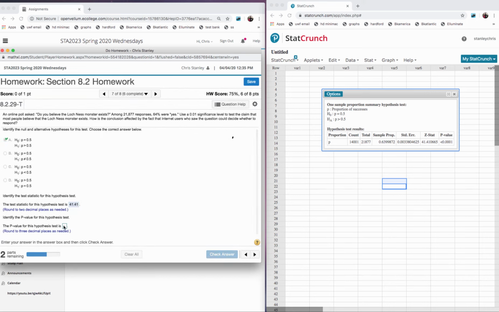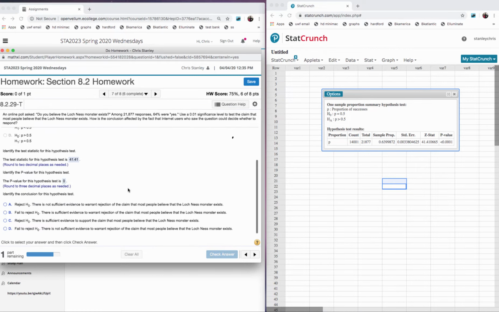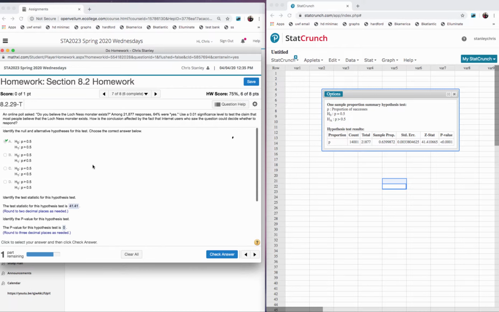P-value is going to be 0. I don't even need to look. If you're 41 standard deviations away, there's no shade more to that. Okay, 0 is less than 0.01, so we're going to reject. There is enough support for the most, because we're rejecting the equal. We're rejecting this right here. Well, if this gets rejected, then we think this is true.